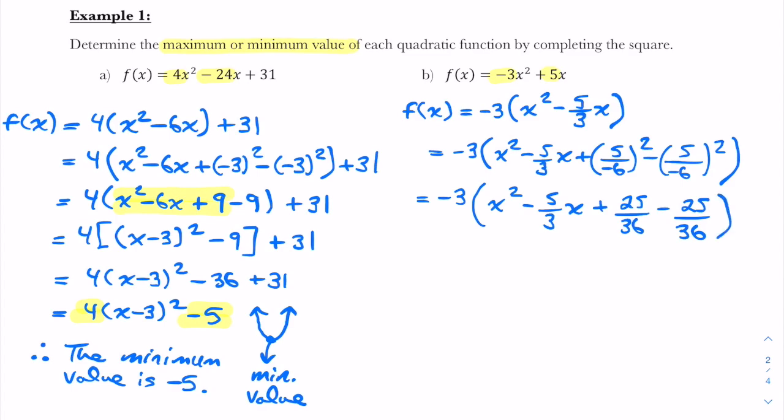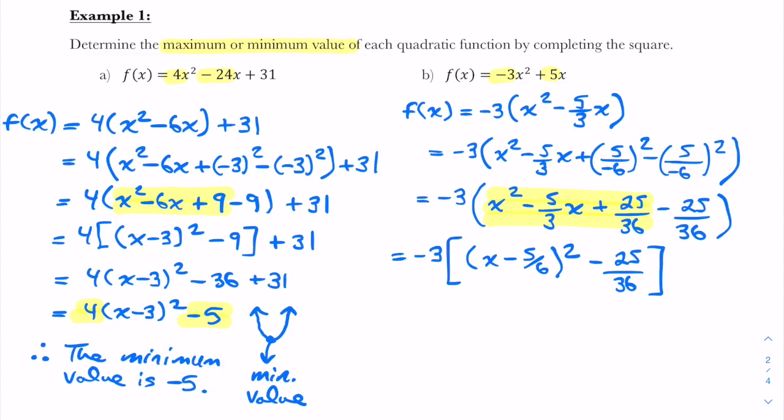As before, the first 3 terms inside of the brackets will always factor as a perfect square. So I'll do that in the next line. That's going to factor as x take away 5 over 6 all squared. And we're left with the negative 25 over 36.